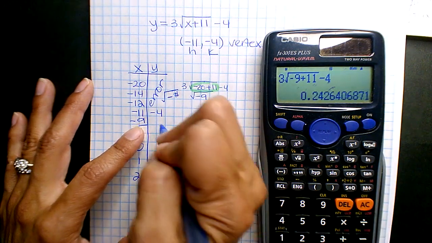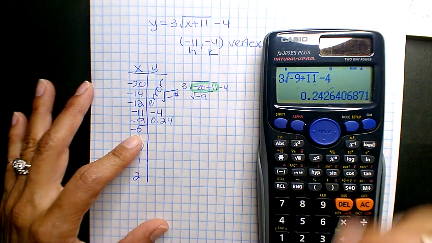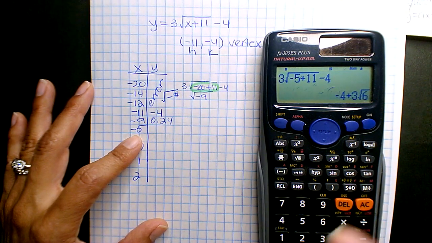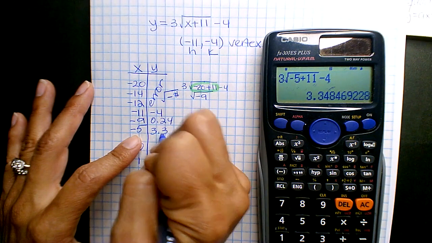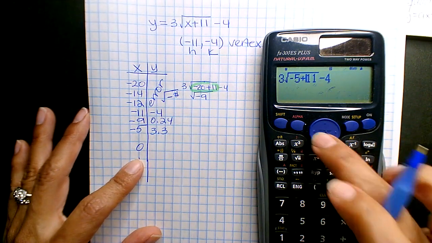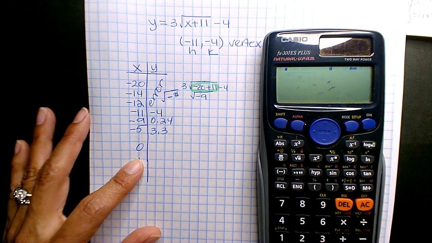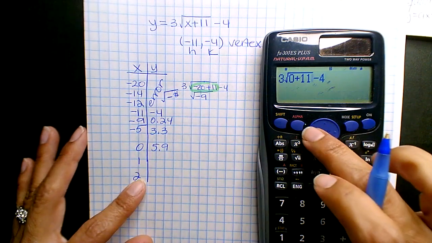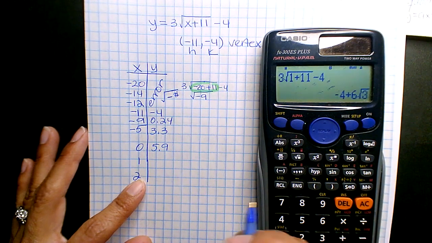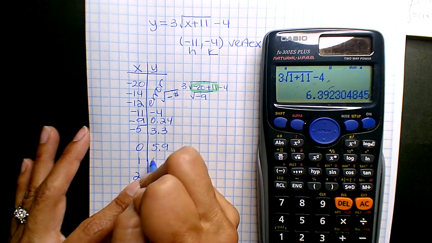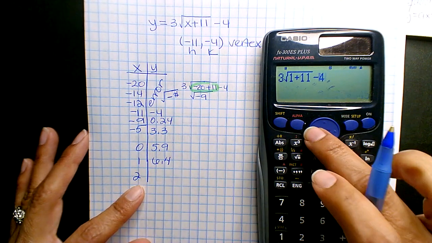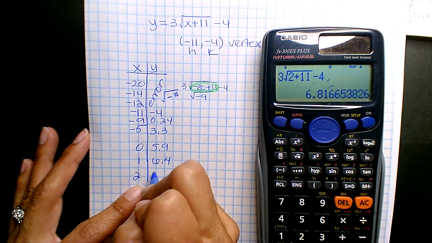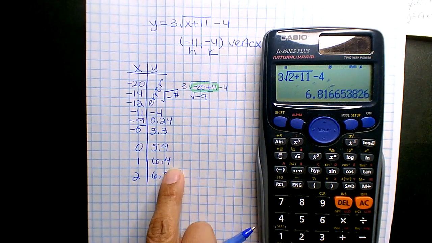Okay, so I get 0.24. If I substitute -5, I get 3.3. If I substitute 0, I get 5.9. 1, oh no, yeah, that's right, 6.4, and then 2 is 6.8. So it's starting to taper off.